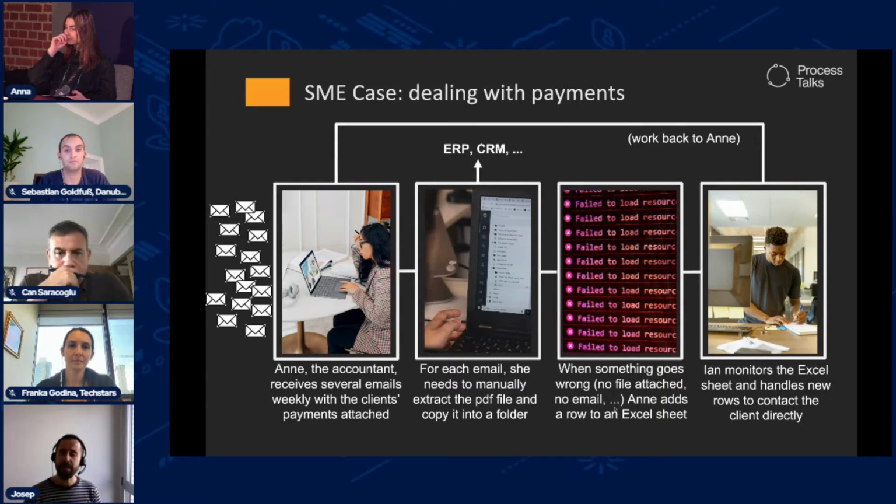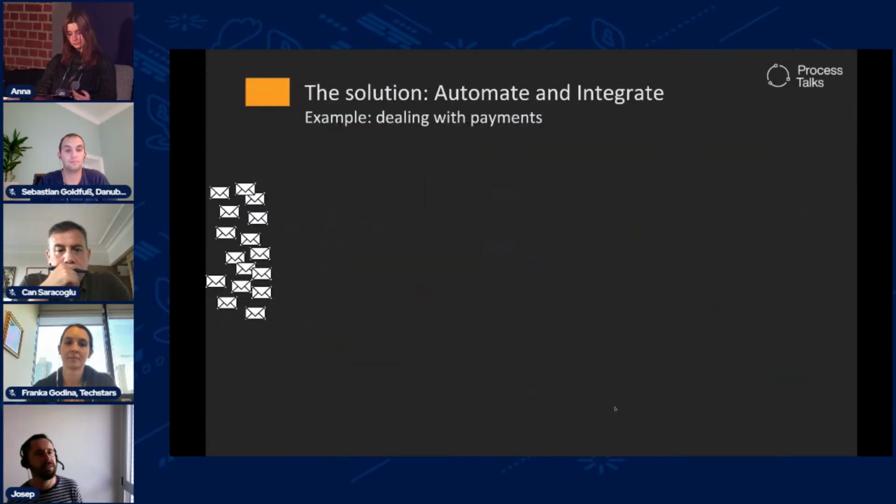And this is the typical process, which is slow, error prone, involves too many persons in the company, and is subject to delays and deadlines. This is the typical problem that we are trying to solve. Can we do it better? Can we automate? The solution is automation and integration.